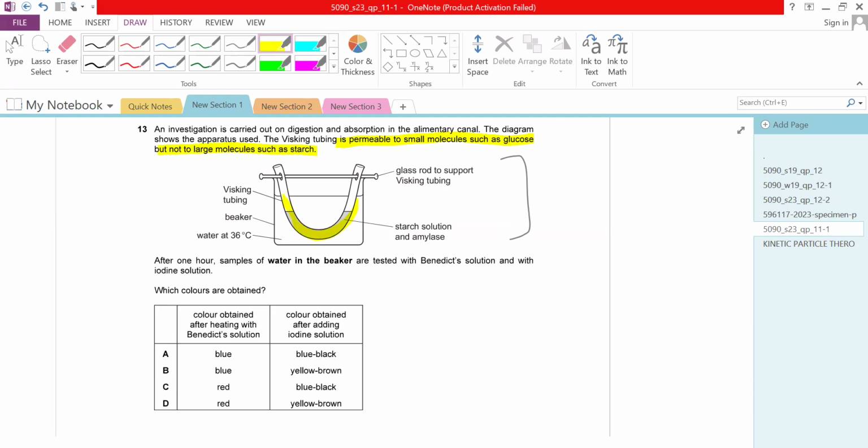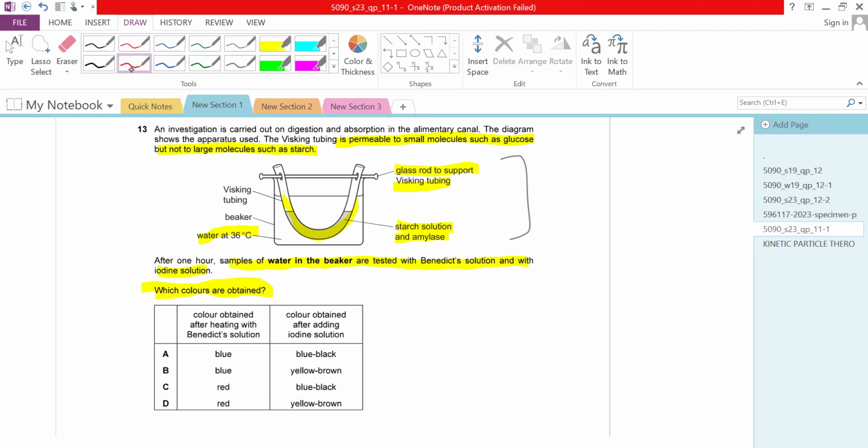So the Visking tube contains the starch solution and amylase solution. Amylase is the enzyme in the starch solution. This is the Visking tube shown. This is the beaker. Water is at 36 degrees Celsius. This is the glass rod supporting the Visking tube. After 1 hour, a sample of water in the beaker was tested with Benedict's and iodine solution. Which colors are obtained?